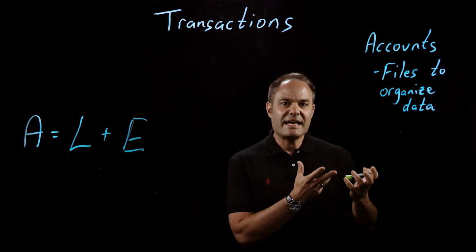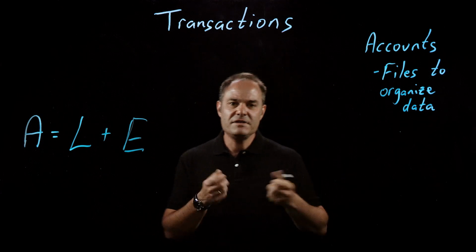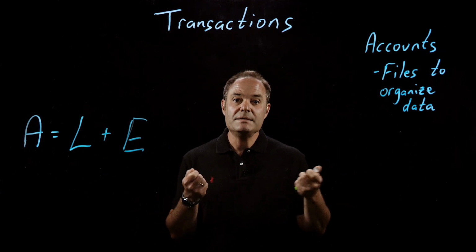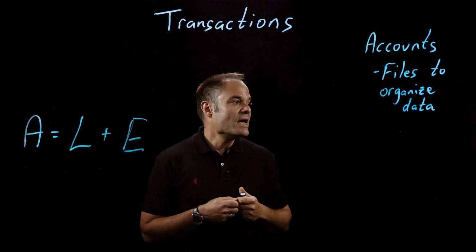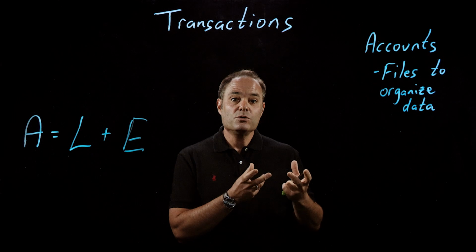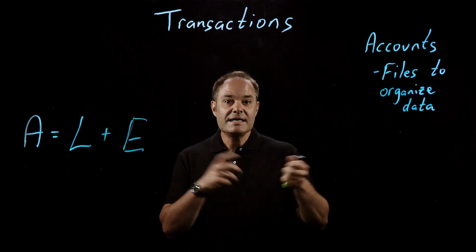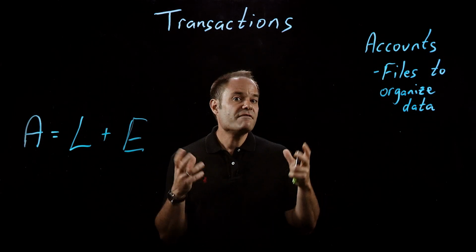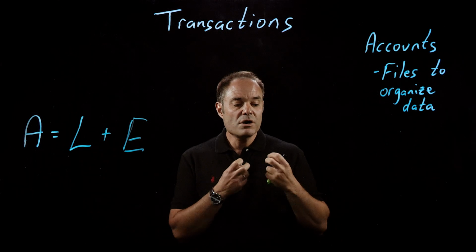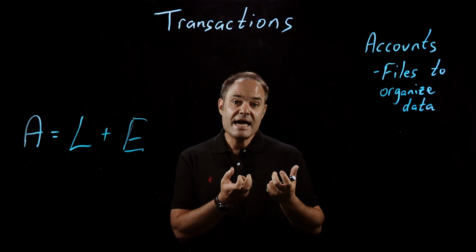And you can think of an account as nothing more than a file. If you use file folders, accounts are essentially file folders where we keep similar data. So we could have one file folder for all of our assets, one file folder for all of our liabilities, and keep track of them that way. We tend to have a lot more accounts, and the more accounts that we have, the more detail we're going to have in our data.